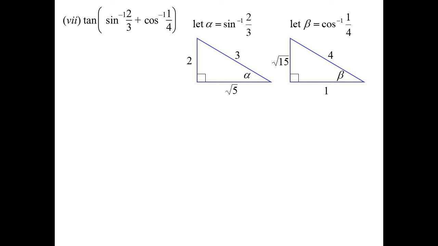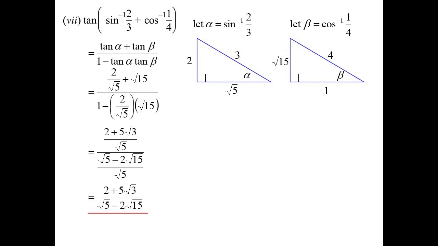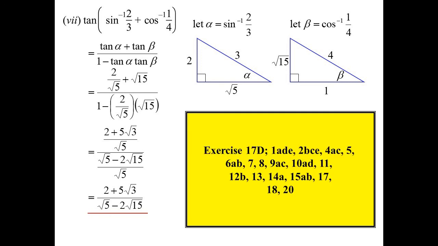And now I can go tan plus tan on 1 minus tan. Right, let's tidy this fraction up. And eventually, there it is, 2 plus 5 root 3 on root 5 minus 2 root 15. 17D, time for you to play with our new ratios.